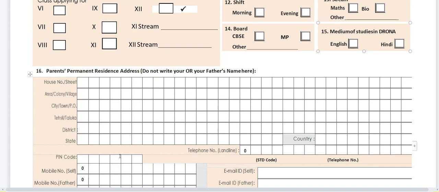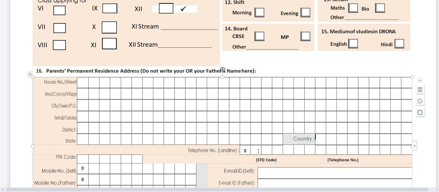Now when we come to the address, that is very simple. I think you can just write your house number or street in which you belong, then the area, colony, city, town, post office. So that will be Ratlam, because we belong to this city. And Tehsil, Taluka, that will be again Ratlam. And when we come to the district, it is again Ratlam. State is Madhya Pradesh, as already explained above. When we come to the country, you just write India.